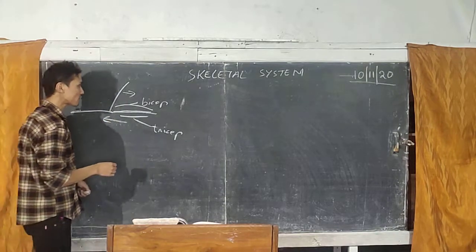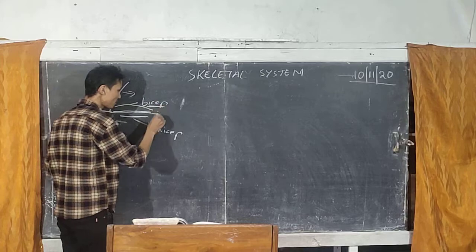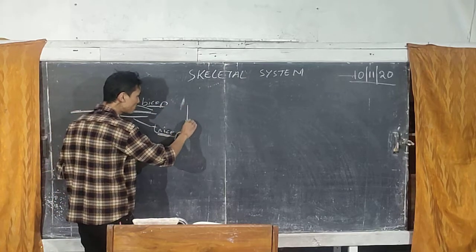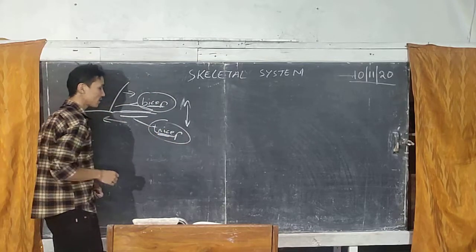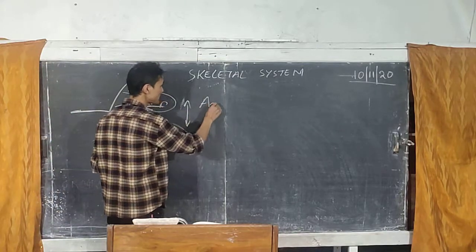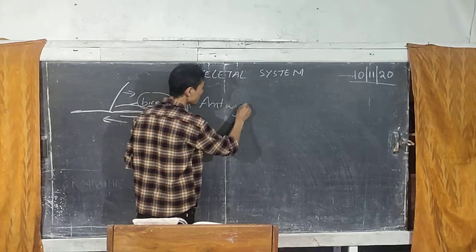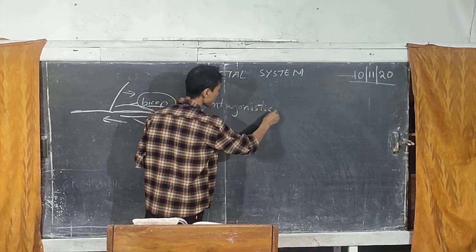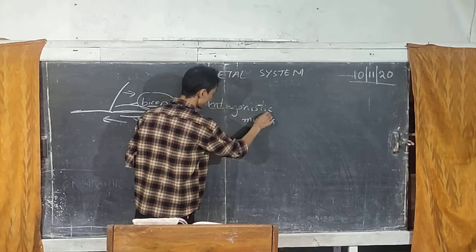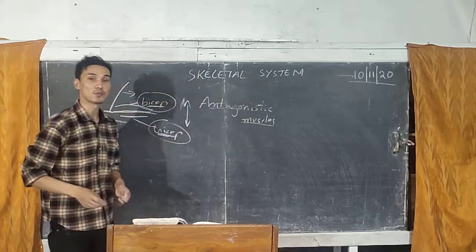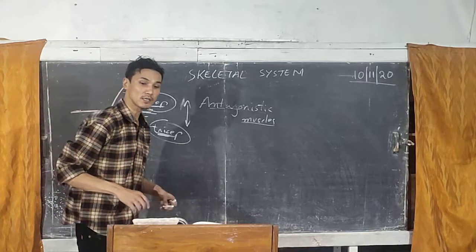When the tricep contracts, it pushes the arm away from itself. Since the contraction of these muscles provides movement in opposite directions, these two sets of muscles, that is your bicep and tricep, are known as antagonistic muscles. Antagonistic muscles means a pair of muscles which provide movement in opposite directions.